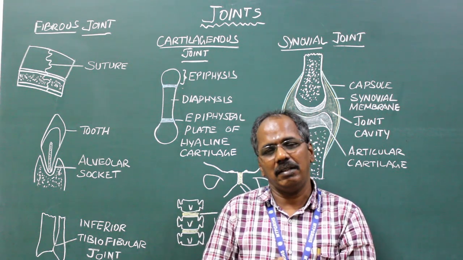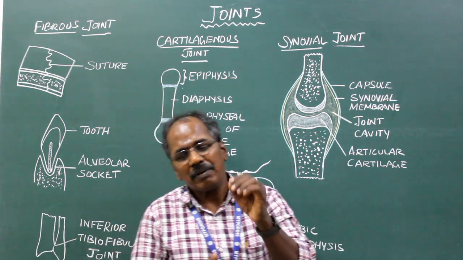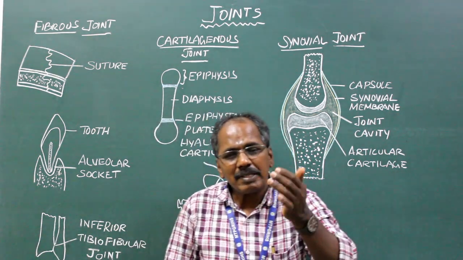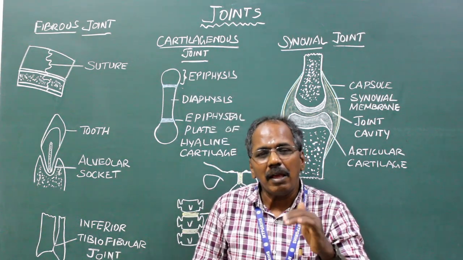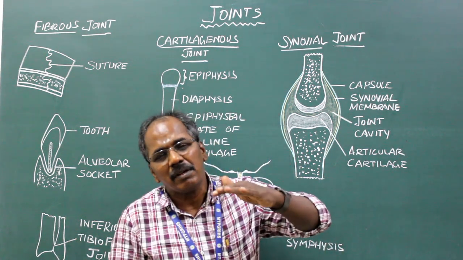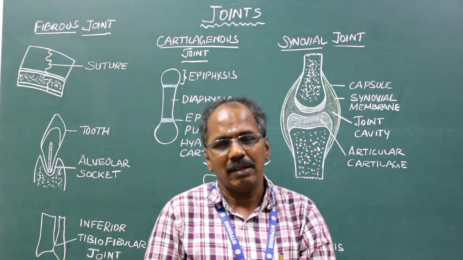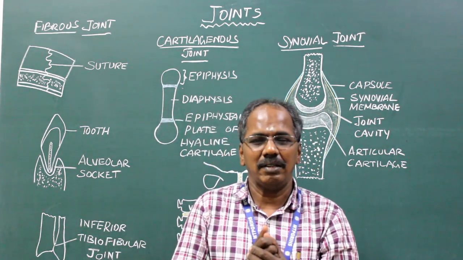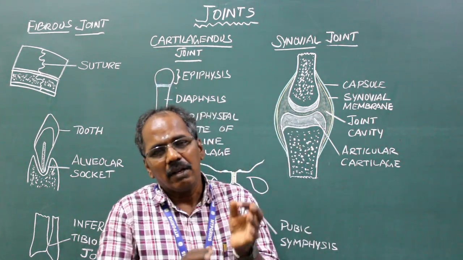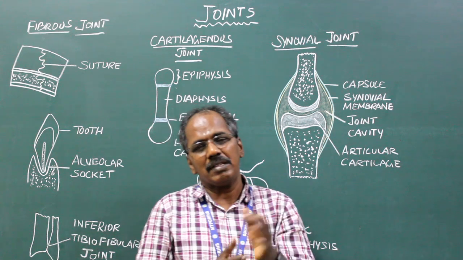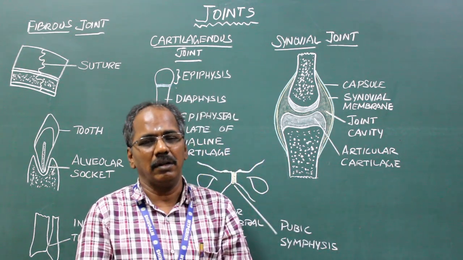Ellipsoid variety. In this type of joint, a convex elliptical surface articulates with the concave elliptical surface of another bone. Example, wrist joint, first metacarpophalangeal joint, first metatarsophalangeal joint, and atlanto-occipital joint.